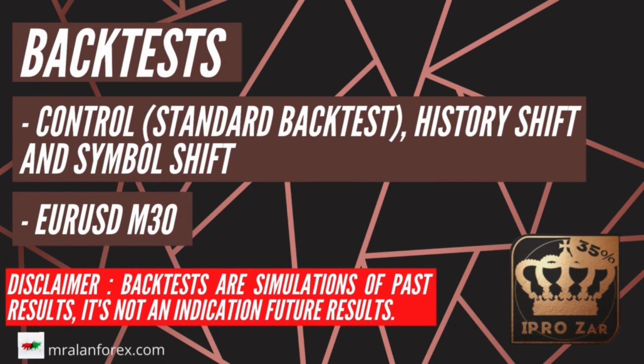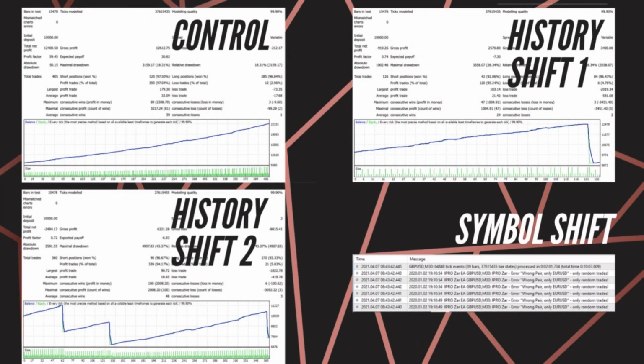Okay, moving on to the backtest. We will be running the standard backtest on the euro-dollar 30-minute time frame. We will also be running the additional checks. That's the history shift and the symbol shift to test for manipulated backtests. And this is what we see. As expected, perfect looking results in the control or standard backtest.